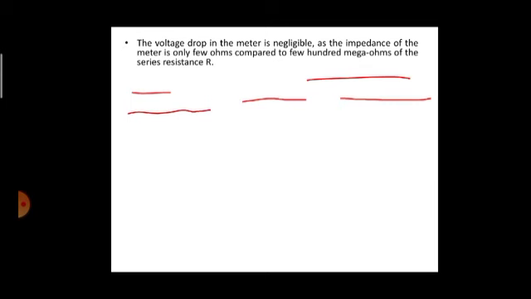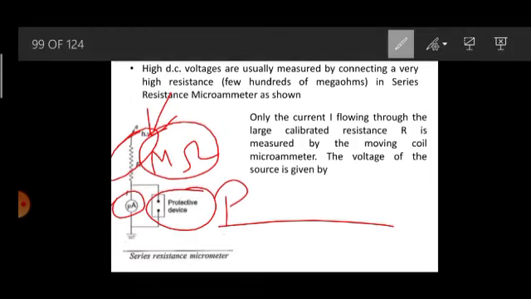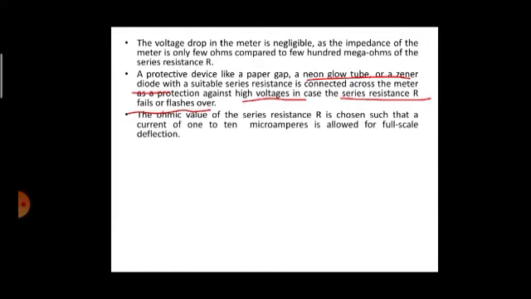Okay, so if we put this gap, it means all the current which is coming from here will flow through this gap in case the resistance fails. Okay, now the ohmic value of series resistance R is chosen such that a current of 1 to 10 microampere is allowed for full scale deflection of that microammeter.